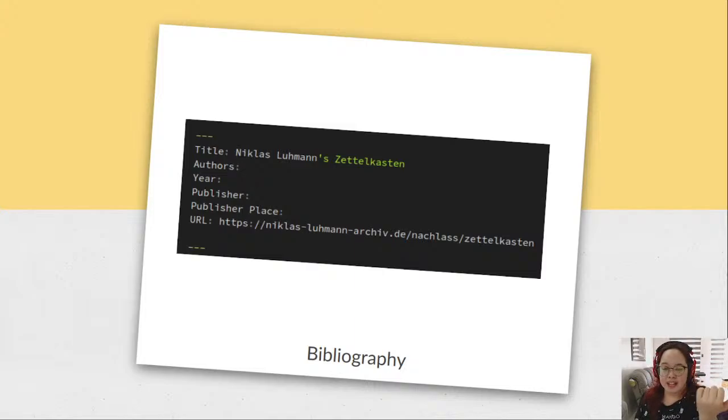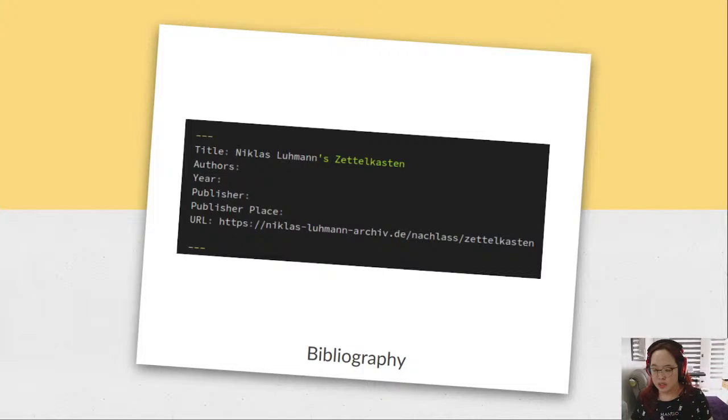With Niklas Luhmann, what he did was he had slips of paper and wrote all the information, all the bibliographic information of what he had just read onto that sheet. He gave it an ID, and then he stuck it with, or rather he connected it with the literature note that he created. Now, that's one way of doing it.